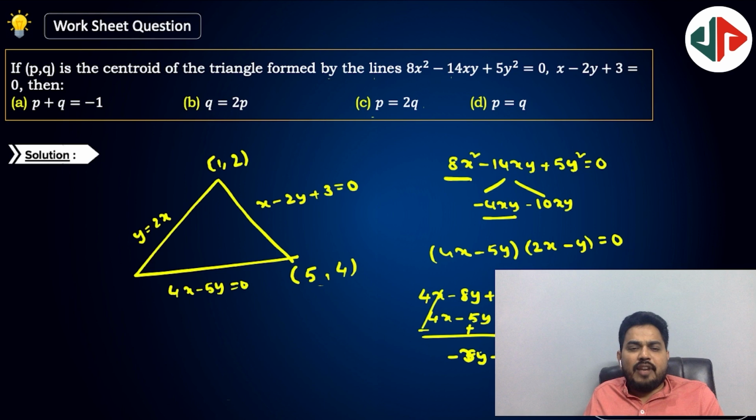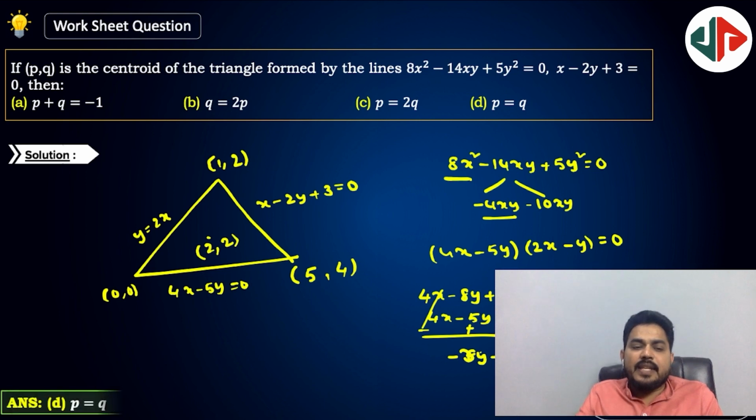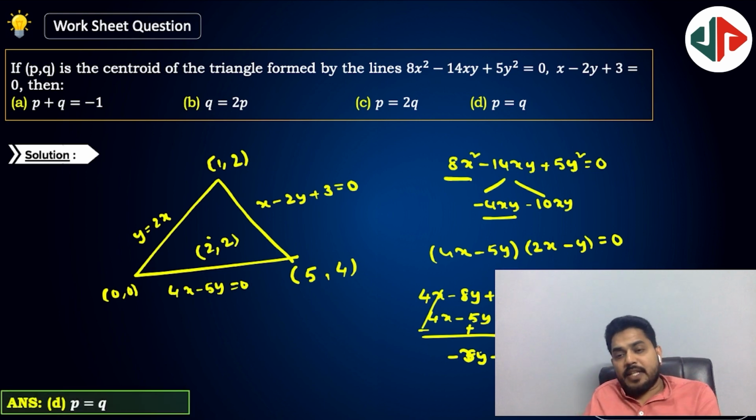So the centroid is, anyway this vertex is 0 comma 0. Centroid is 2 comma 2. So P is equal to Q is the perfect answer for this particular question.